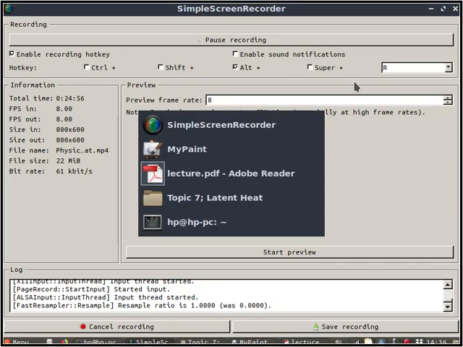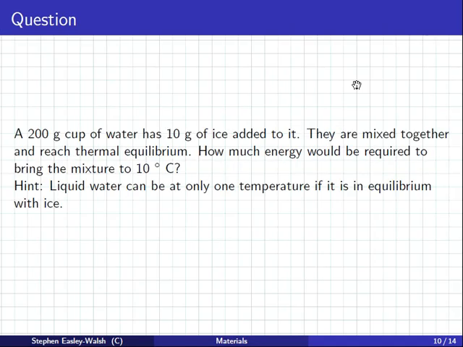Okay, let's see, next. A 200 gram cup of water has 10 grams of ice added to it. They're mixed together and reach thermal equilibrium. How much energy will be required to bring the mixture to 10 Celsius?